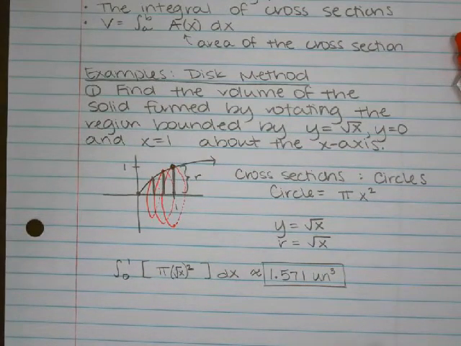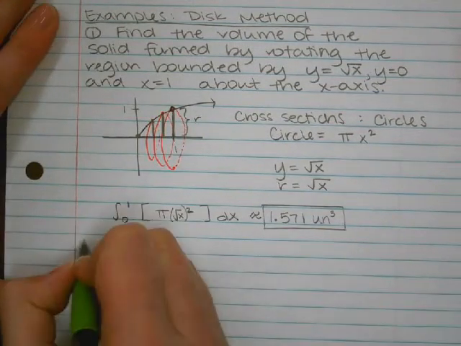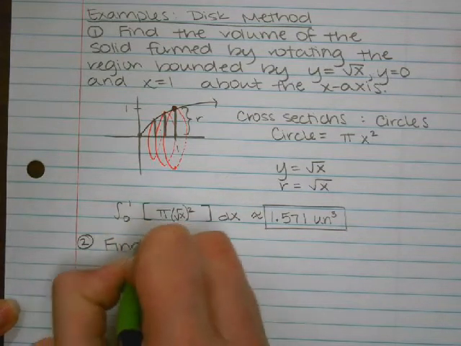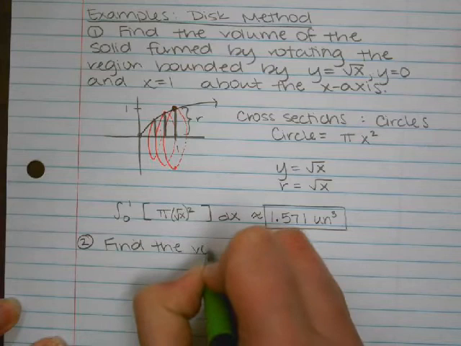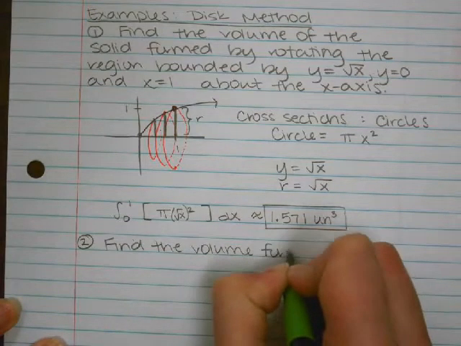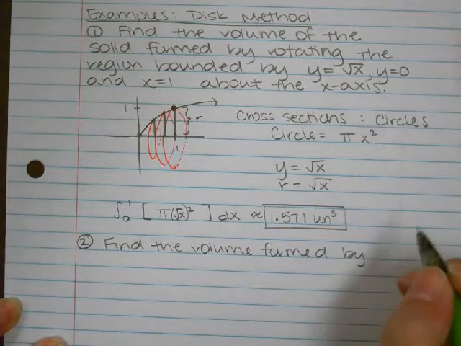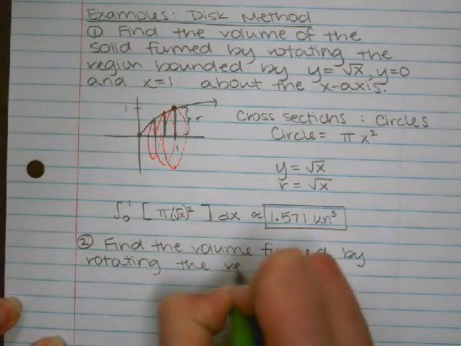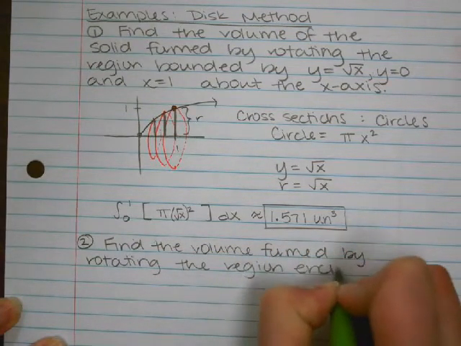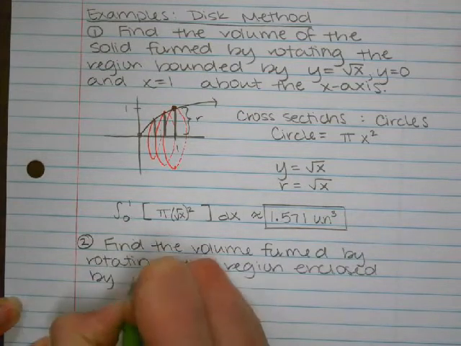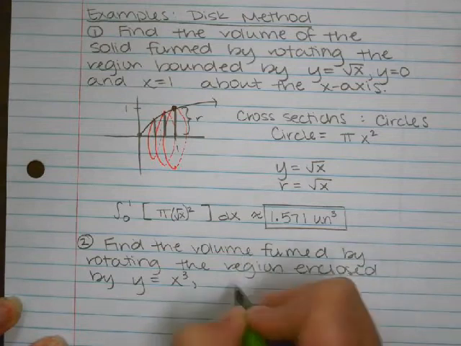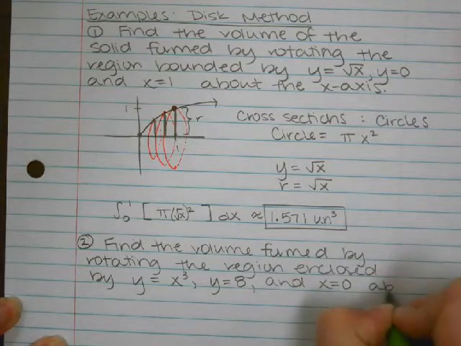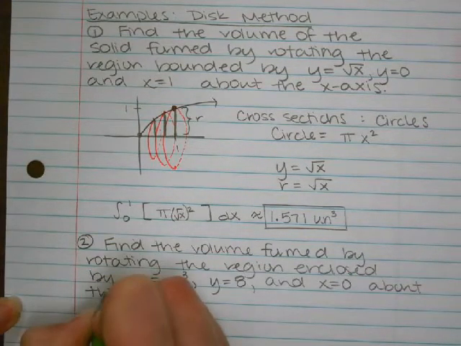Okay, we're going to do another example. We're going to find the volume formed by rotating the region enclosed by y equals x to the third, y equals 8, and x equals 0 about the y-axis.